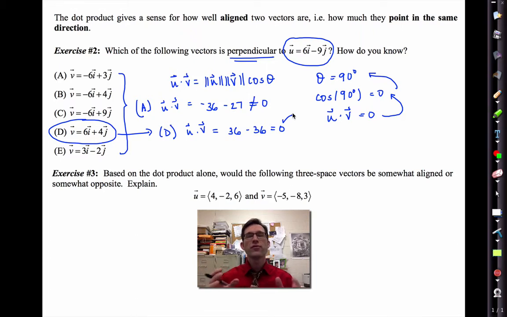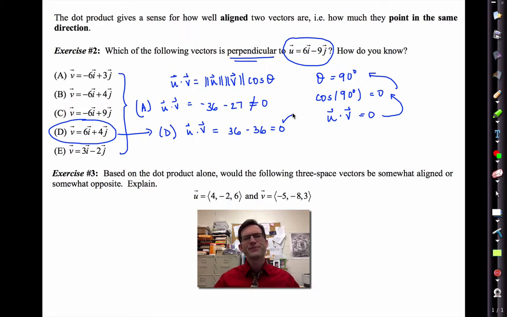You could use information about things like negative reciprocal slopes from geometry to be able to solve exercise 2. But that would be much, much harder if you were in the 3-space situation, so vectors with 3 components to them. Then the dot product is definitely the way to go. But very, very important: if a dot product is 0, then the 2 vectors are perpendicular to each other, assuming that neither one of them is the 0 vector.